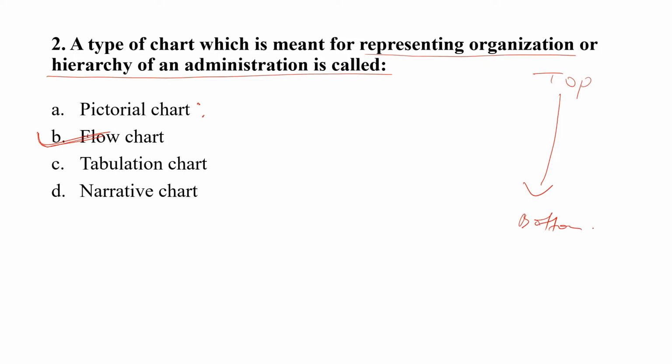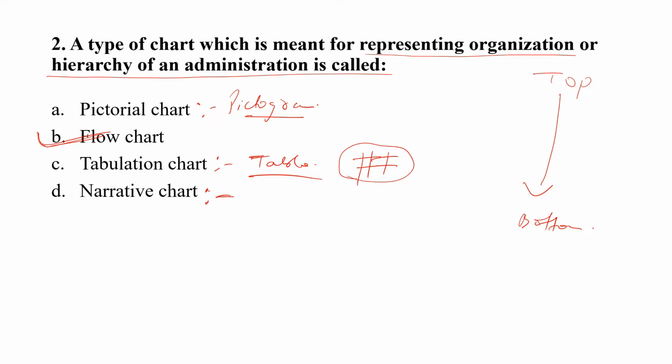What is pictorial chart? Pictorial chart, also known as pictogram. It is use of pictures in charts. And tabulation is like a table. It represents the systemic and logical representation of numeric data in columns and in rows. So it's basically a table chart. And narrative came from narrate. This type of chart helps in storytelling.